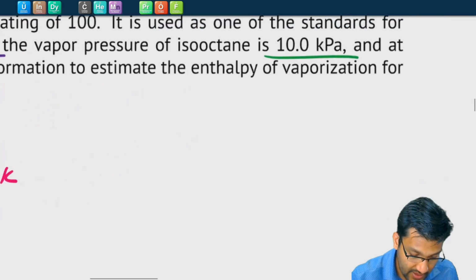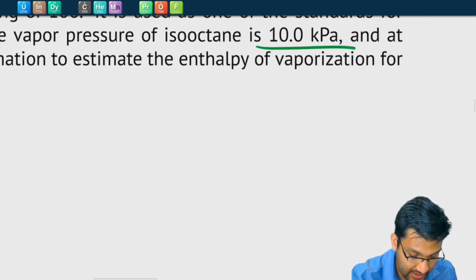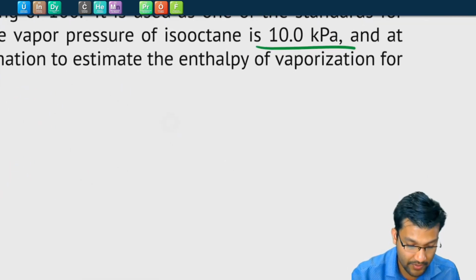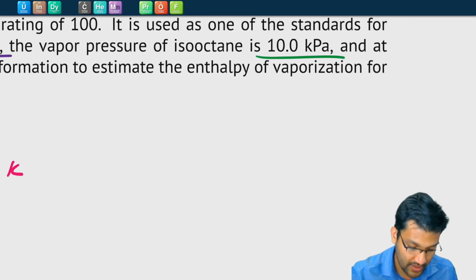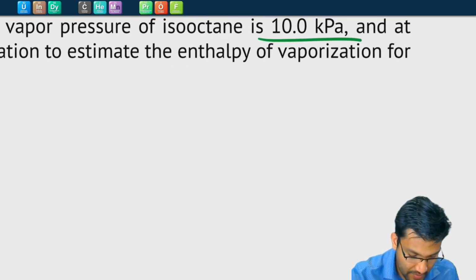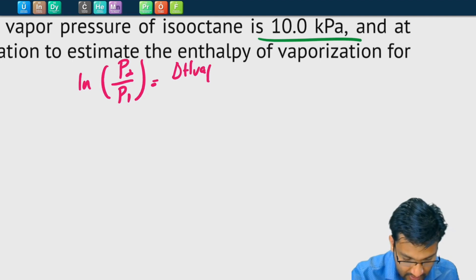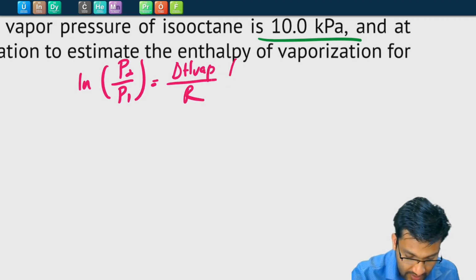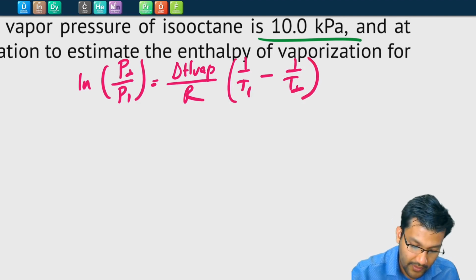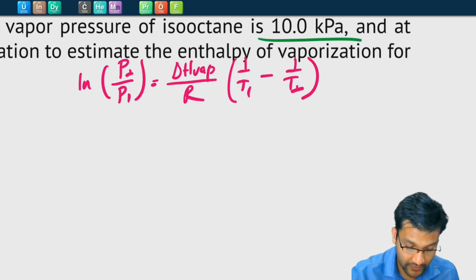So let's set up this equation to solve for the enthalpy of vaporization, right? It's the Clausius-Clapeyron equation, but we'll use the 2-point form. Let's see if I remember how to write it. It's natural log of P2 over P1 is equal to the enthalpy of vaporization divided by R times 1 over T1 minus 1 over T2. Now we want to solve for delta H of vaporization. So I'm going to rewrite this equation to solve for that.